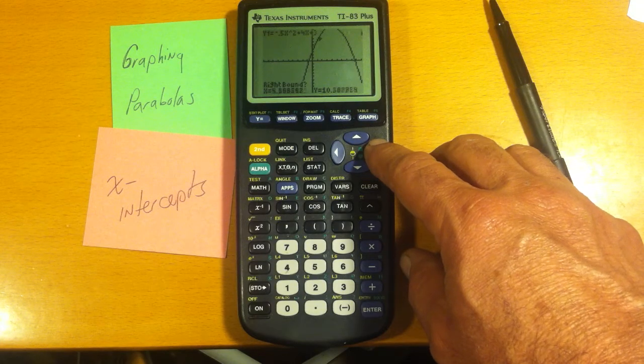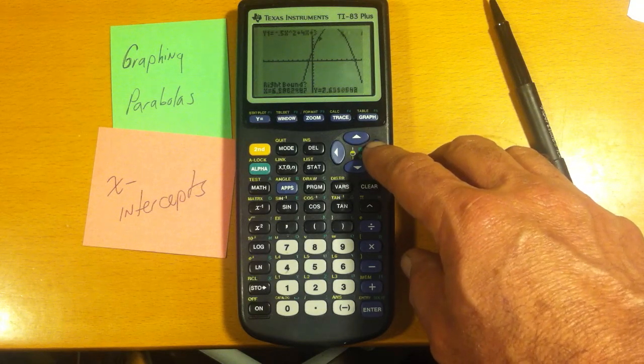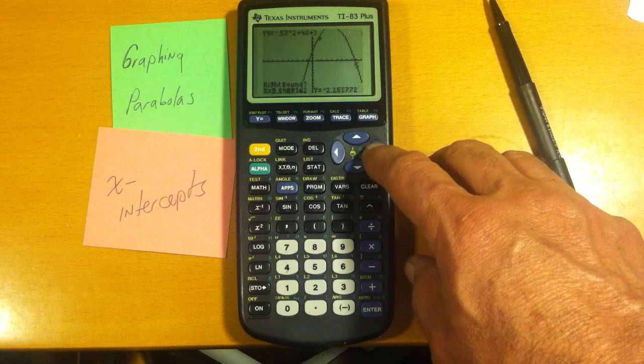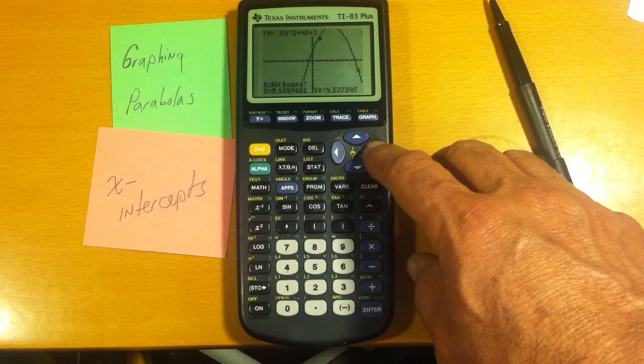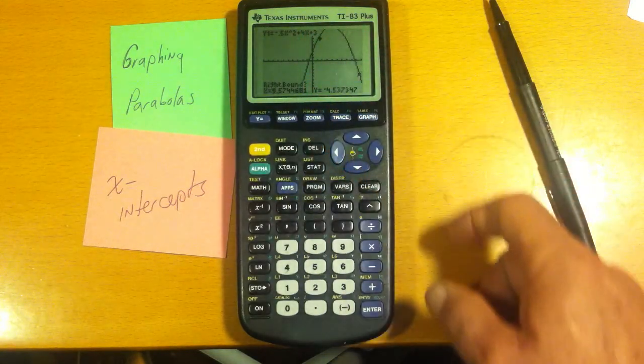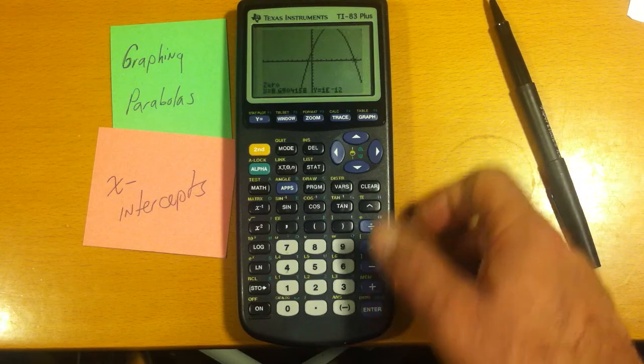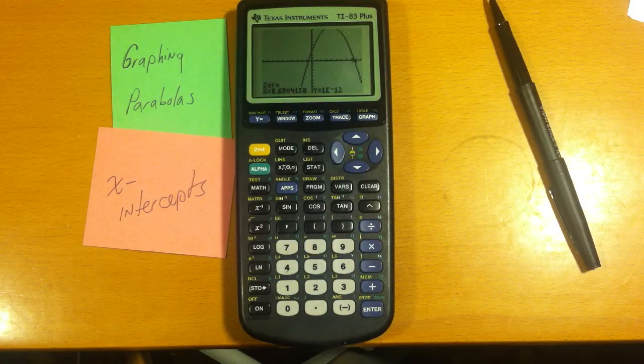Now sometimes you'll have a problem where you'll need to zoom in and out in order to make this work. But okay, so there's the intercept there. I'm going to go further to the right. So I've set the left bound, and now I've set the right bound. I'm going to hit enter. And I'm going to hit enter again. And there's my other intercept. So that's how you find the two intercepts, the two zeros they call it.